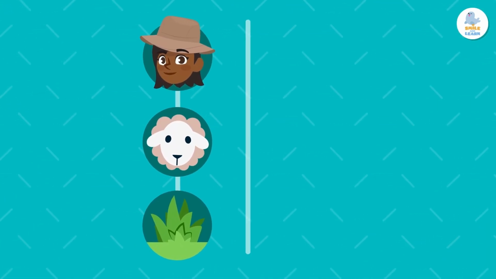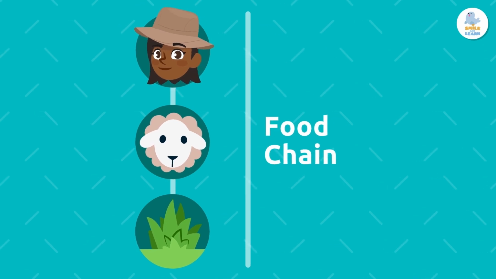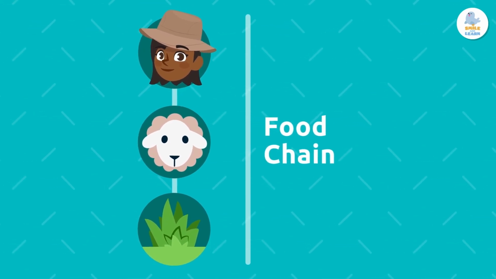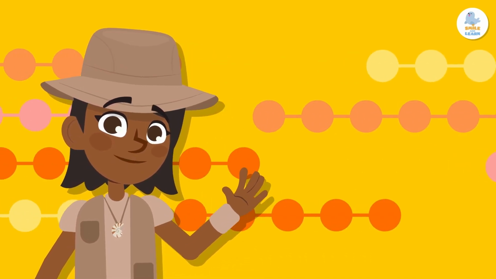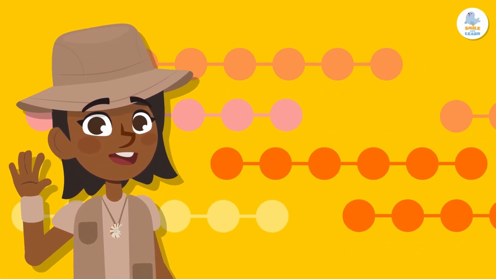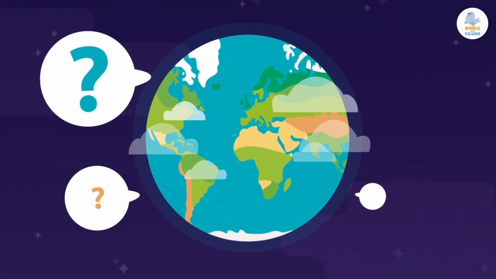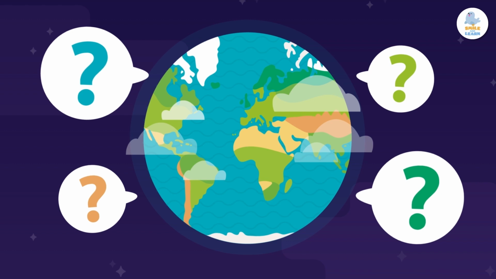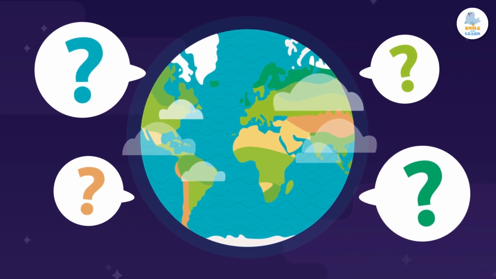The way energy passes from one living thing to another is called a food chain. Remember? One way to classify food chains is by the habitats where the living beings in the chain get their food. Let's think about our planet and all the habitats on Earth. How many habitats can you think of?